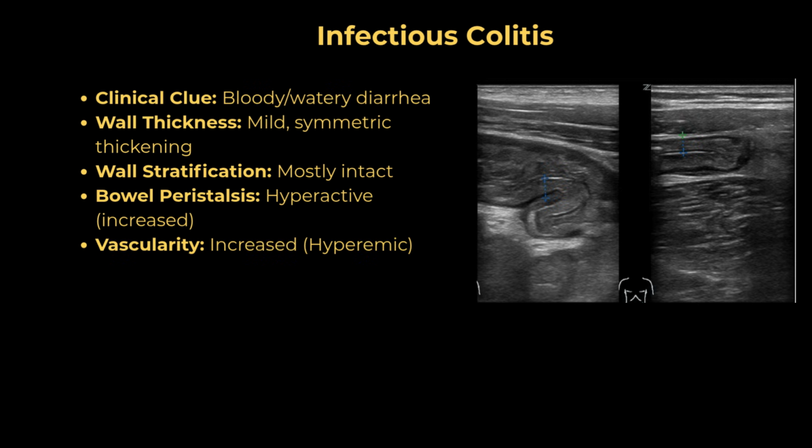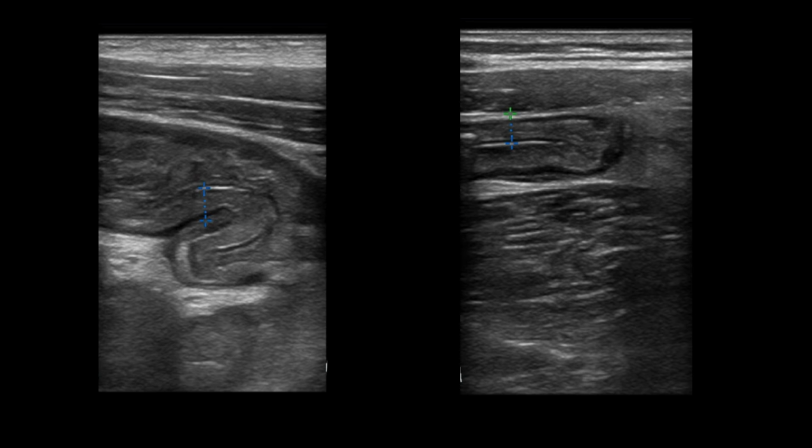Patients usually present with sudden onset of diarrhea. The stool may be bloody or watery. Fever and diffuse abdominal cramps are common. Wall thickness shows mild to moderate circumferential thickening. It is usually more than 3 millimeters, often around 4 to 8 millimeters. The thickening is symmetrical. Wall stratification is usually intact and well preserved.